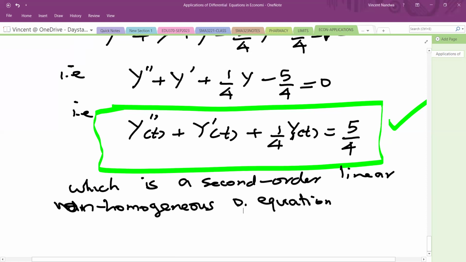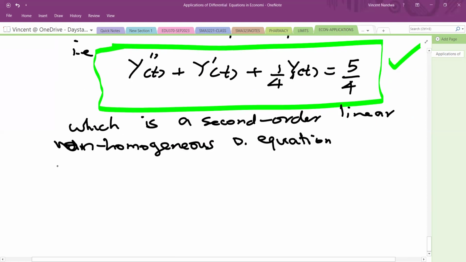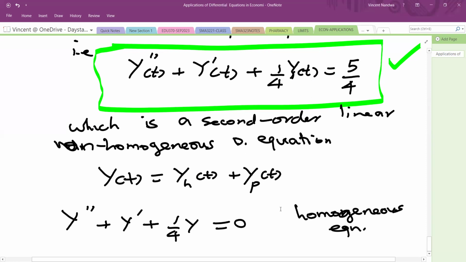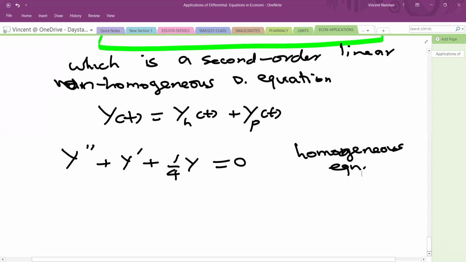So to solve a non-homogeneous differential equation, we know that the solution will be given by YH plus YP, where YH means homogeneous solution, YP means particular solution. So to get the homogeneous solution, we let the right-hand side of the equation be 0. So we have y double prime plus y prime plus a quarter y equals 0. This is a homogeneous equation, which will help us to get the homogeneous solution.